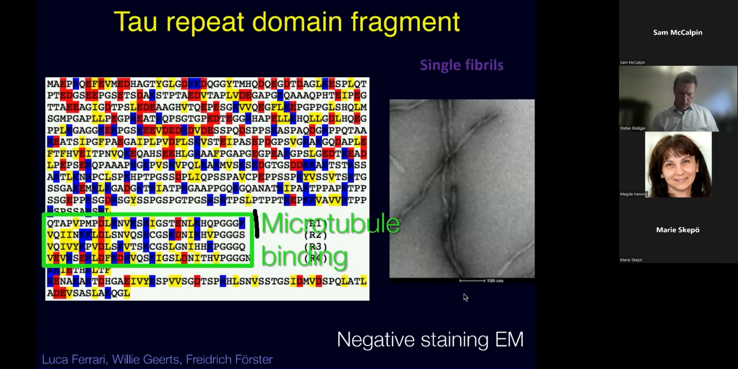This is boxed here, and this microtubule binding domain, you can also purify as a fragment. It gets faster. This is the full-length protein. On the right, you see negative staining EM pictures of such fibrils. Now we wonder: if we make these fibrils, which you see on the right, can we disaggregate them with chaperones?